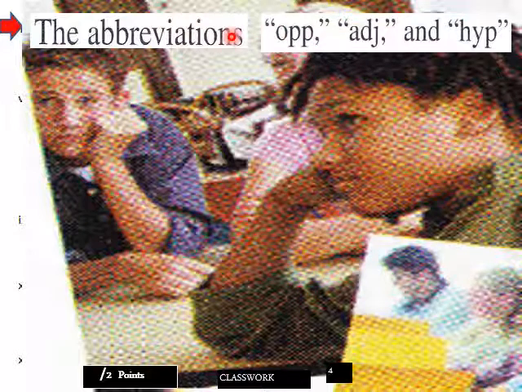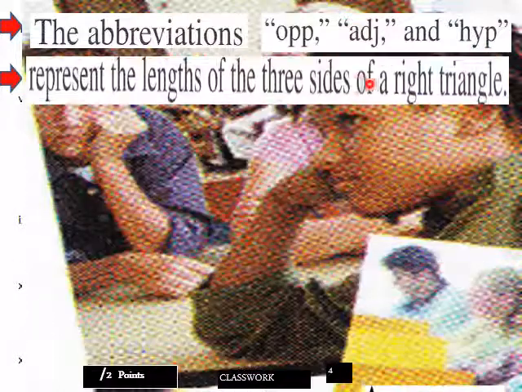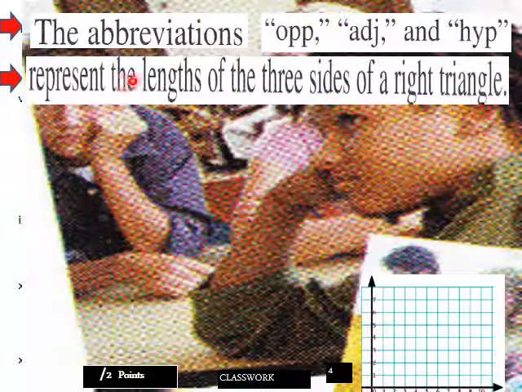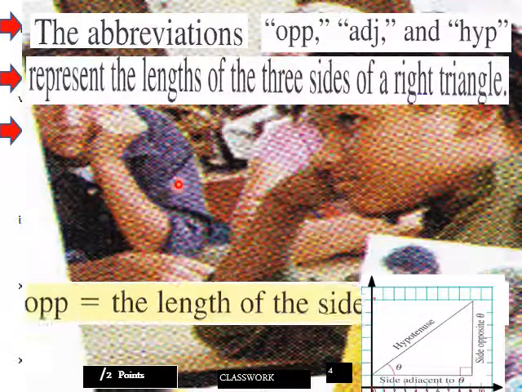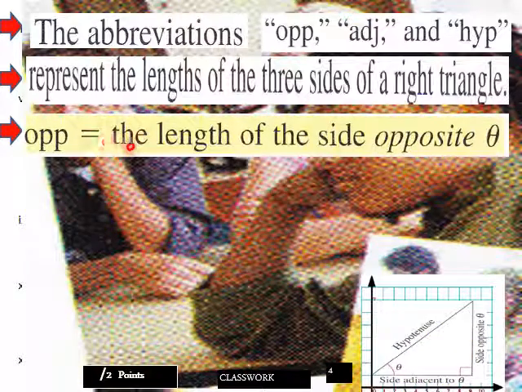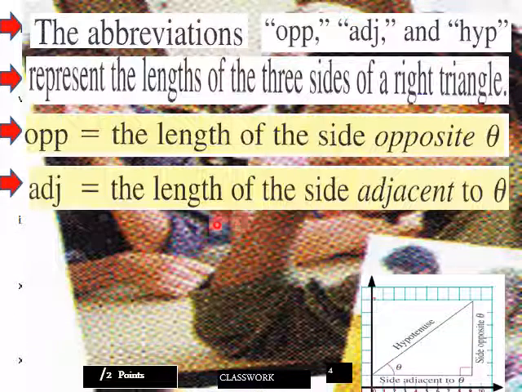Okay, the abbreviations are op, adj, and hyp for our functions here. They represent the lengths of the three sides of a right triangle. Opposite equals the length of the side opposite theta. Here's theta, and the opposite side will be directly across from theta. That'll be your opposite side.